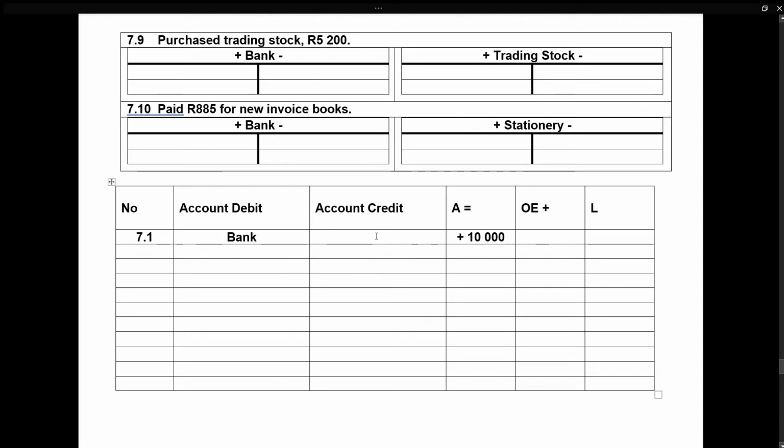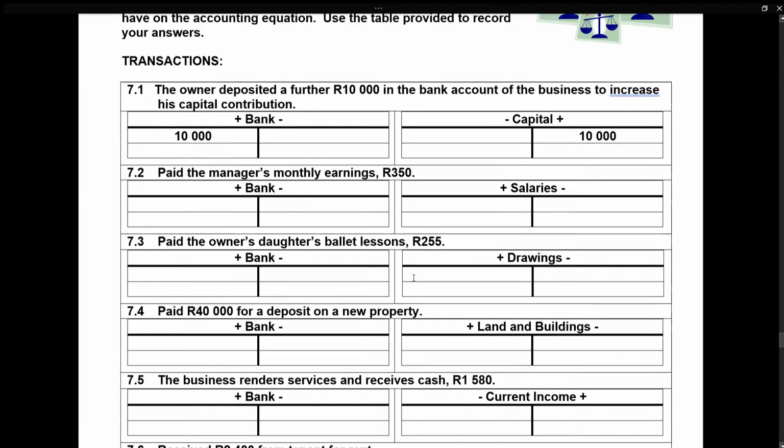Capital was my account being credited, so capital and income both will always have a positive influence on my owner's equity. We did not work with our liabilities, therefore 0. 10,000 equals 10,000 plus 0, therefore we've done this correctly. What I've done just now, I triple checked that I've done it correctly. Assets equals owner's equity plus liabilities, therefore 10,000 equals 10,000 plus 0, and therefore I've done it correctly. Let's go and do 7.2.